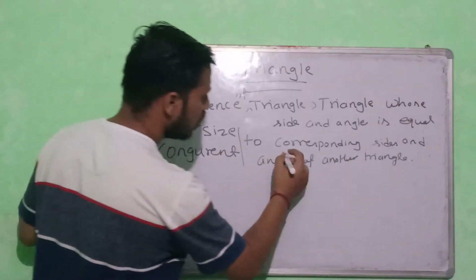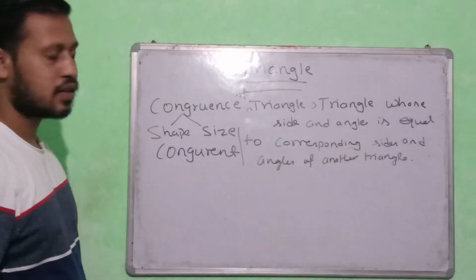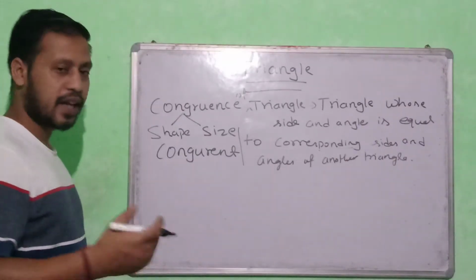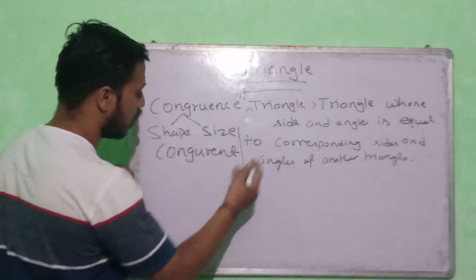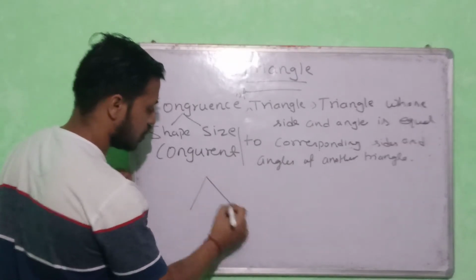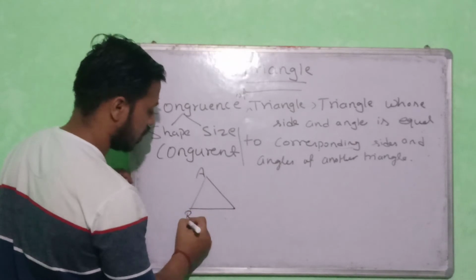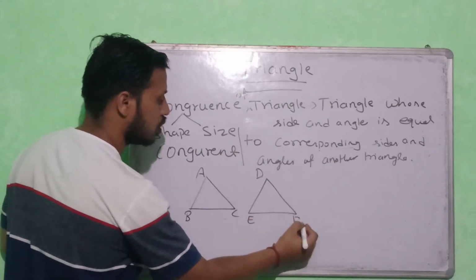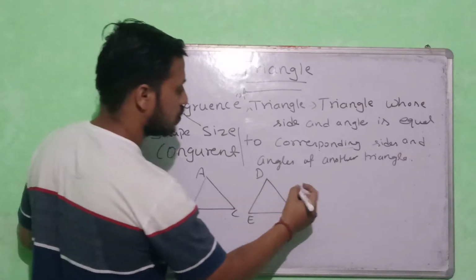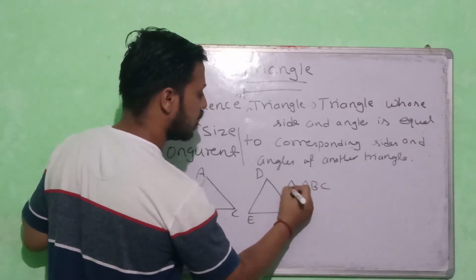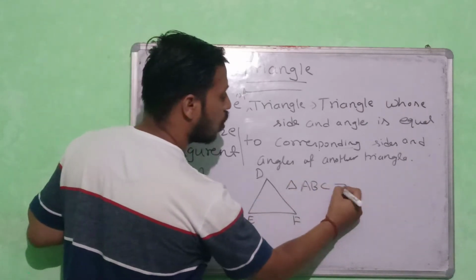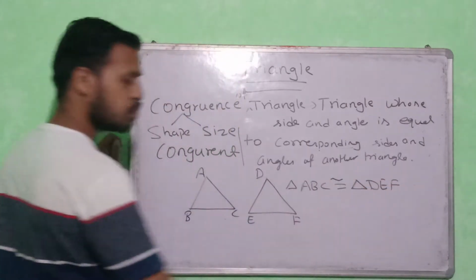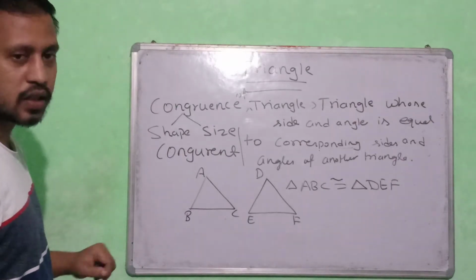Now the term congruent is a very important term here. I will tell you what is the meaning of corresponding here. Suppose these two triangles A, B, C and D, E, F. This is a sign delta which represents triangle. This is a sign of congruent. Triangle ABC is congruent to triangle DEF. Right now we are taking that it is given to us.